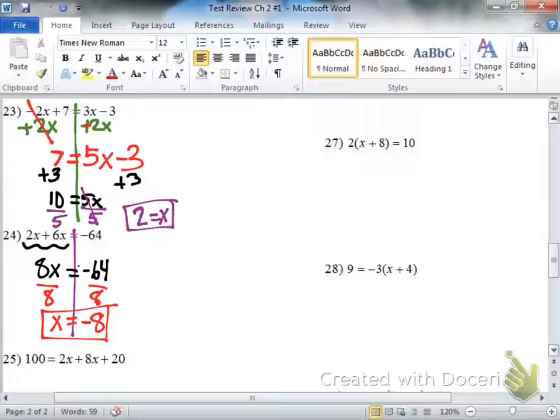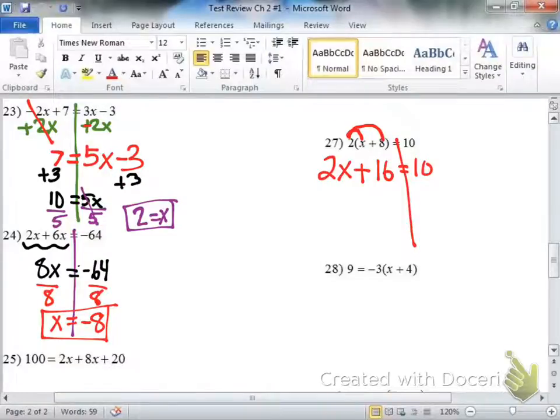Let's hold off on 25 till I get a little bit more room up there. Let's jump to 27. Ooh, parentheses. How do I start one with parentheses? Distribute. Distribute means you multiply the number in the front by both of the numbers on the inside. What is 2 times x? 2x. Plus, what's 2 times 8? 16. Good. And that equals 10.